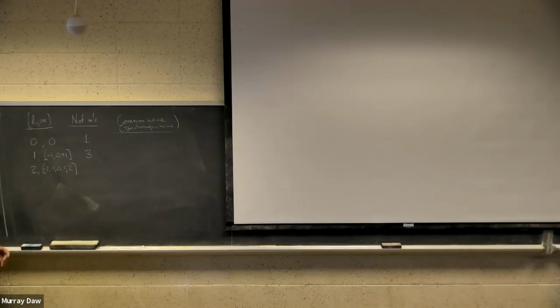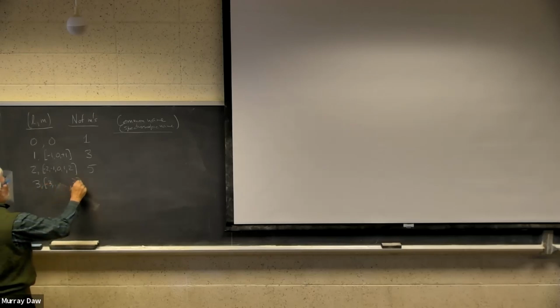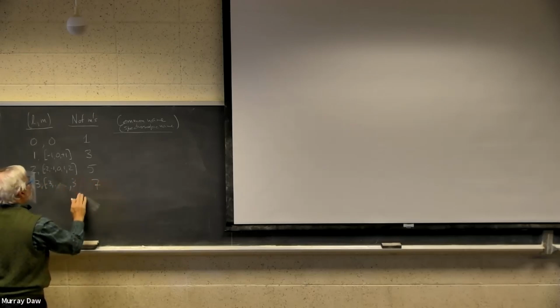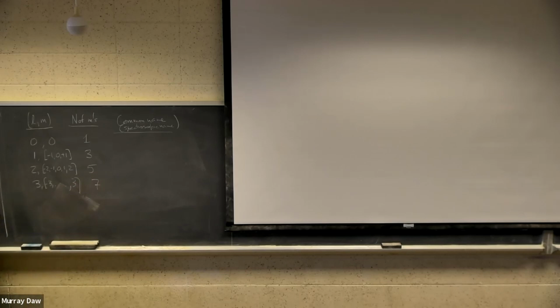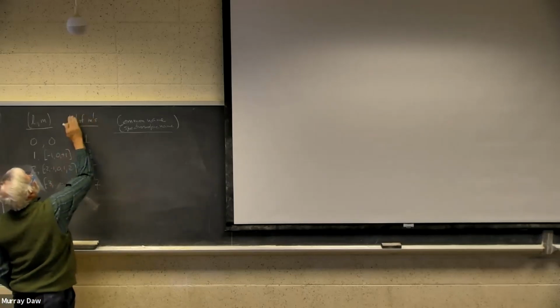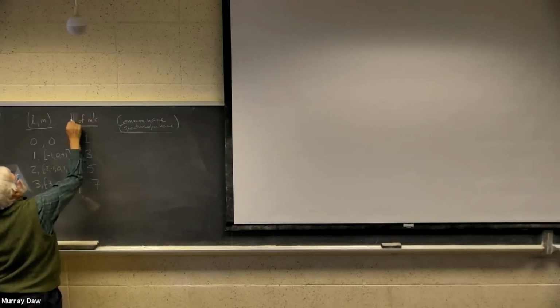2L plus 1 values of M. So they're 5. Next value is 3. 7. Okay, this needs to be the number of M's, the number of states at each value of L.